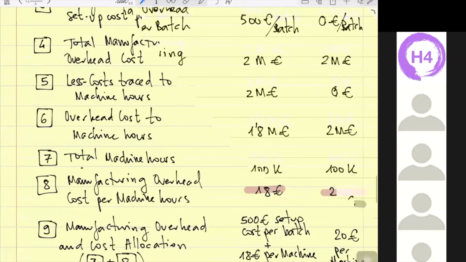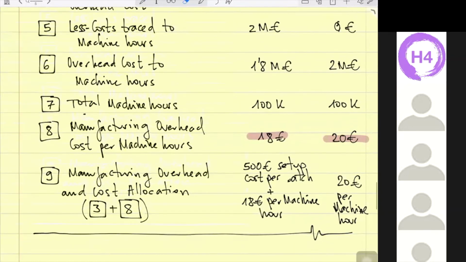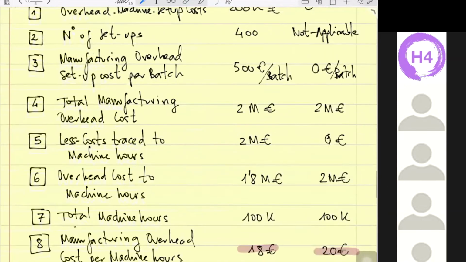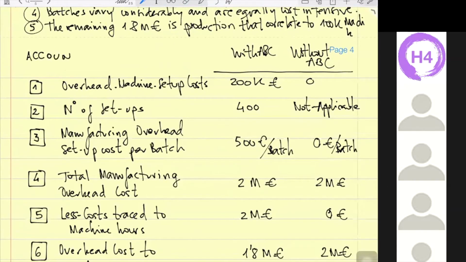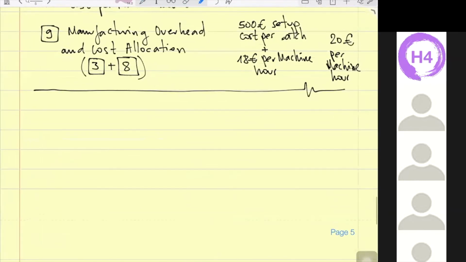And what is the impact of the different method? Well, so far, any questions?